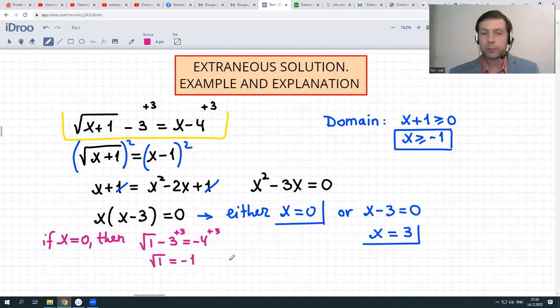So 1 is equal to negative 1 is not true, but furthermore, we have a root on the left-hand side, and a negative expression on the right-hand side. So here we cannot find any roots. No roots in real numbers. And for x equal to 3, you could check it yourselves. Everything would be fine. What is special about x equal to 0?